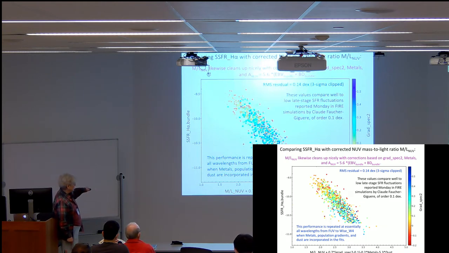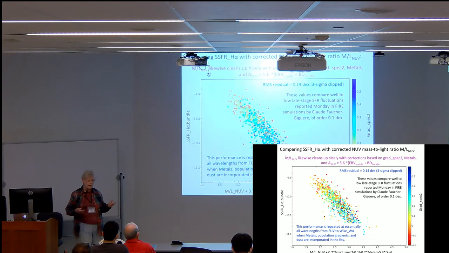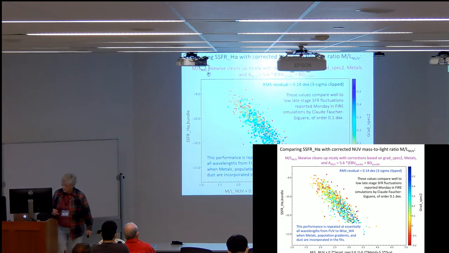This performance is repeated at essentially all wavelengths from FUV to WISE-W4 when these parameters, metals, population gradient, and dust are incorporated into the fix. By the time you average all of them and take into account some observational error here in H-alpha, it's probable that we'll have upper limits to short-term star formation fluctuation rates on order 0.1 dex. And it was interesting that that was the number quoted by Claude the other day on Monday for the late stage evolution of his FIRE simulations. So a point that I'm making is that the late stage evolution of galaxies is different from the earlier star formation phase, which is a lot burstier. Now it looks like we're in a much steadier phase.